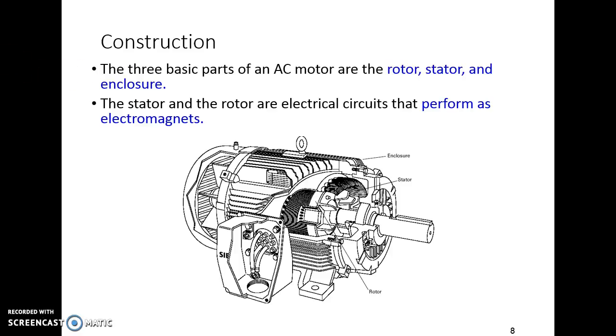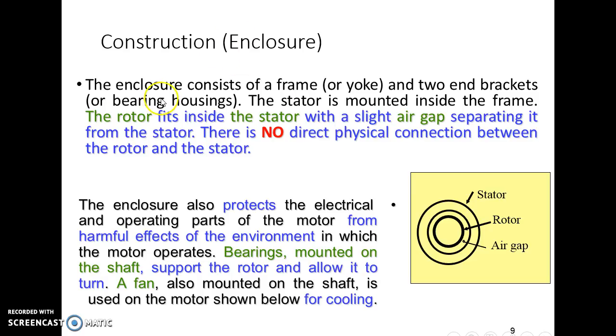In construction, the basic parts of the AC motor are the rotor, stator and enclosure. The stator and rotor are electrical circuits that perform as electromagnets. The enclosure consists of a frame or yoke and two end brackets or bearing housings. The stator is mounted inside the frame. The rotor fits inside the stator with a slight air gap separating it from the stator. There is no direct physical connection between the rotor and the stator.